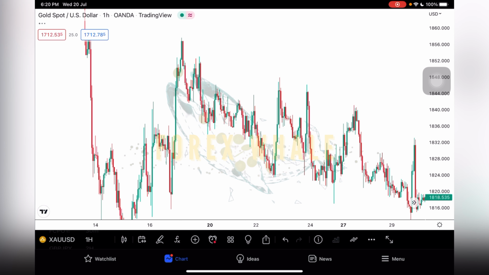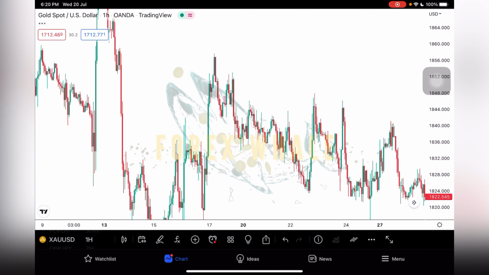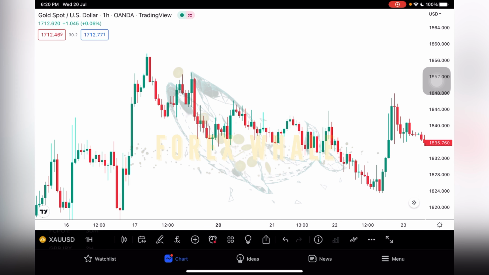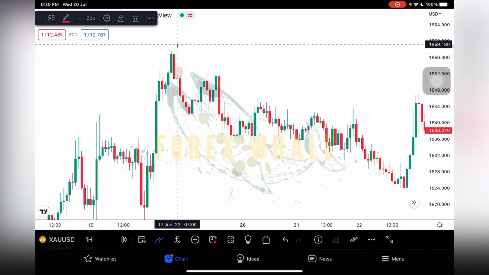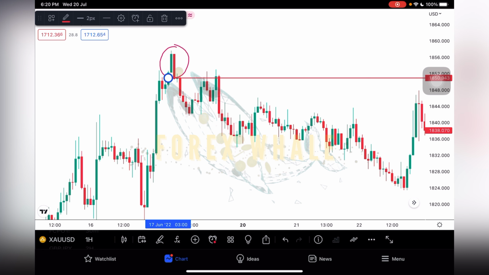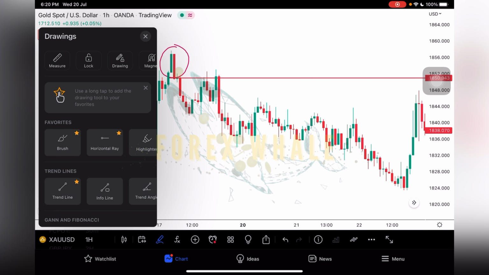So I hope it is very easy to understand. Just like this one, this is at the very peak. It is at the very top. So your entry point would be somewhere around here. Your entry would be here.